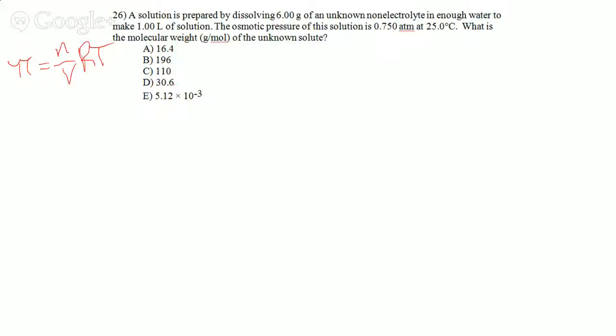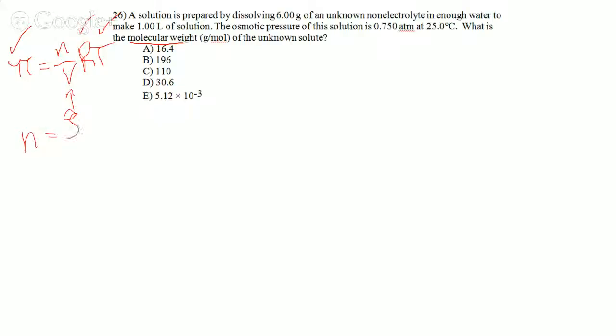And there it is. All right, well, they gave me grams. They told me the osmotic pressure. R is a constant. T they gave me, and V they gave me. So it looks like right off the bat I can solve for N, but they don't want N. They want the molecular weight. So I got to think of another equation where N is involved.